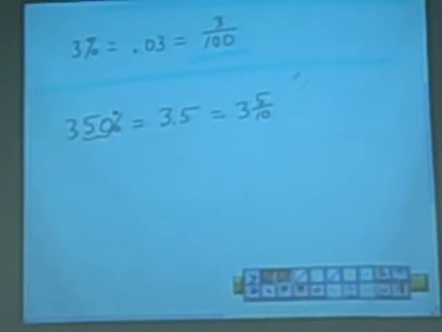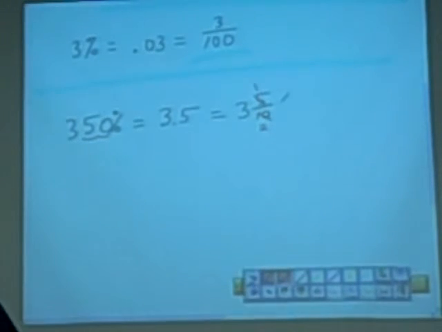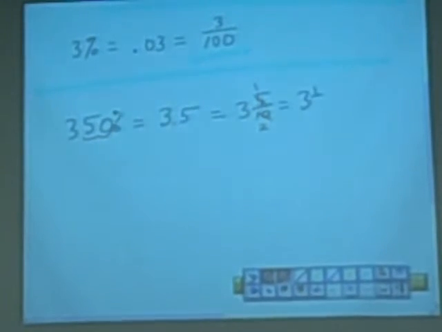And that can be simplified, right? What would that be? 1/2, right. Three and 1/2. Okay? And that's our answer. Any questions with that?